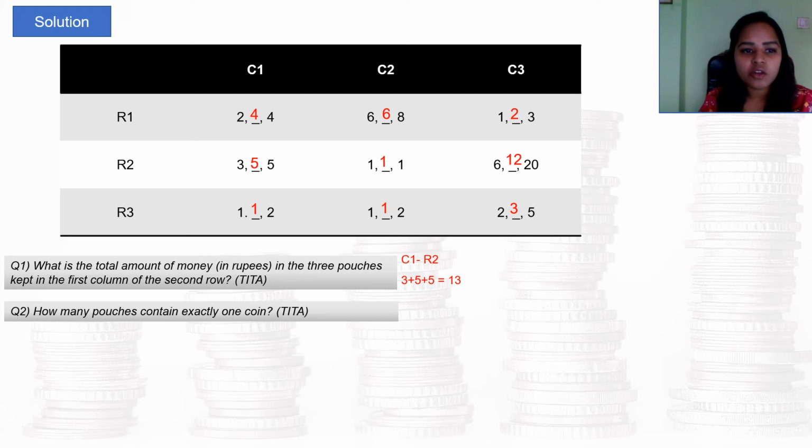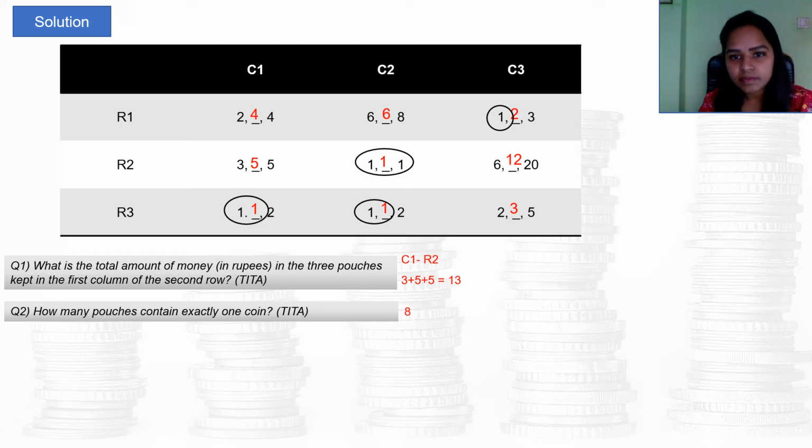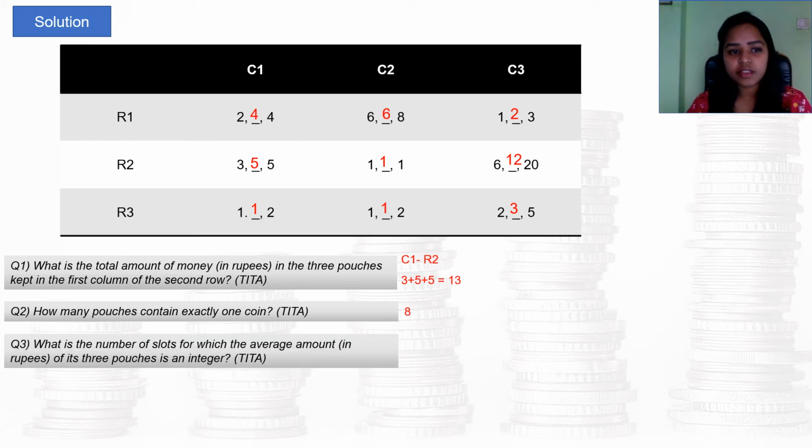Question 2. How many pouches contain exactly 1 coin? There are 2 of such pouches in column 1, row 3, 3 of them in column 2, row 2, 2 of them in column 2, row 3, 1 of them in column 3, row 1. So the total is 1, 2, 3, 4, 5, 6, 7, 8. Let us now look at question 3.